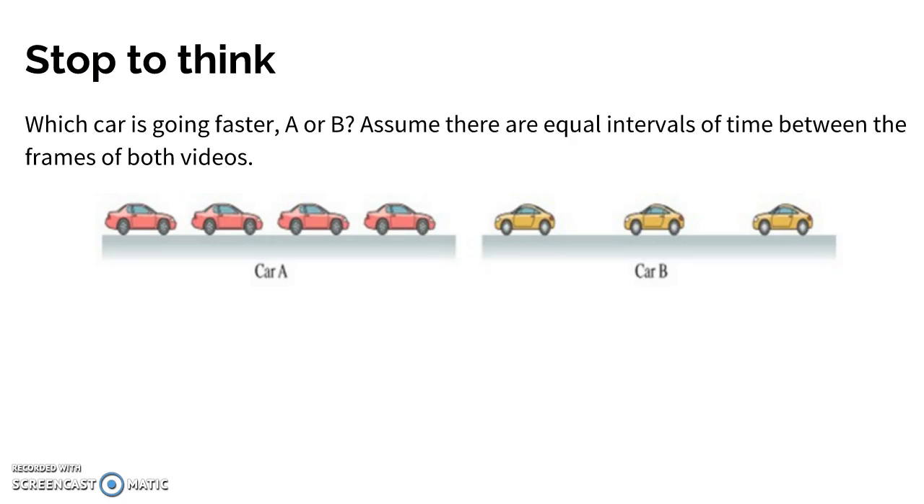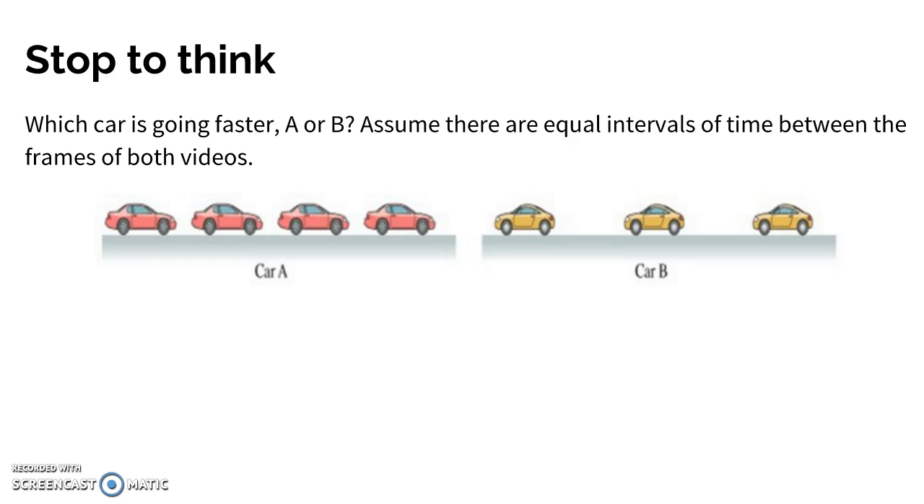So I want you to pause the video to stop and think. Looking at these two diagrams of car A and car B, the red car and the yellow car, based on what we've just learned, or what you hopefully have learned, which car is going faster, car A or car B? Assume that there are equal time intervals between the frames of both motion diagrams. So take a pause, come up with an answer, write it down, and then we'll talk about which answer is correct.